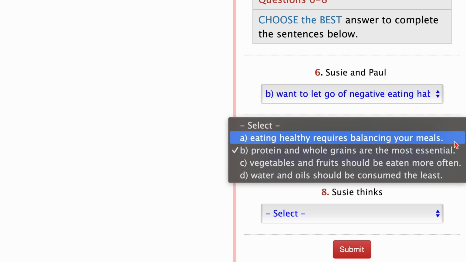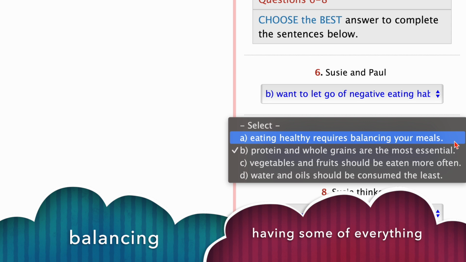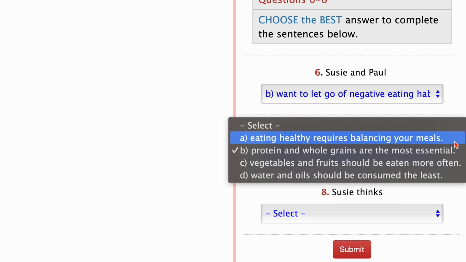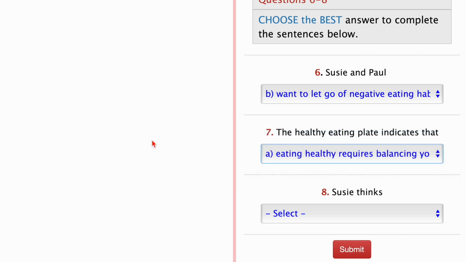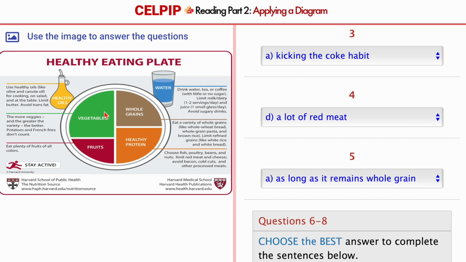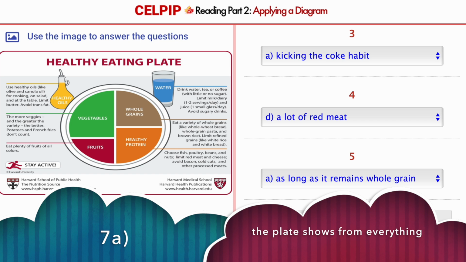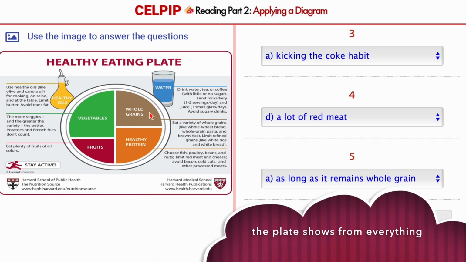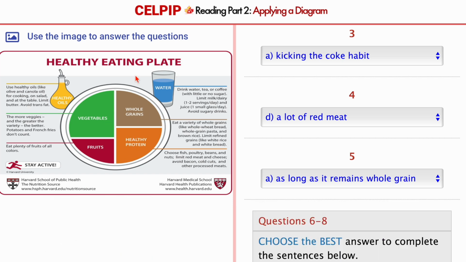Eating healthy requires balancing, or having a little bit of everything, balancing your meals. So eating something from everything, and that's what the plate shows us. We need some vegetables, some fruits, some whole grains, some protein, some water, some healthy oils. That's what it's telling us. Okay?